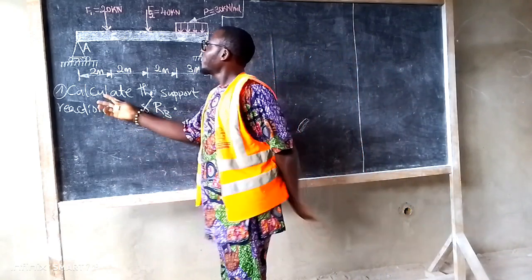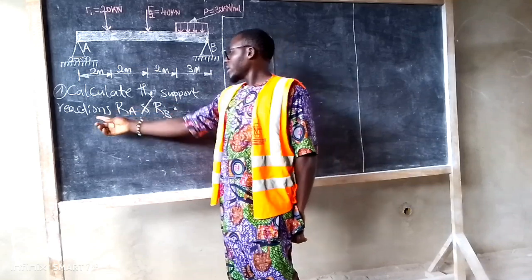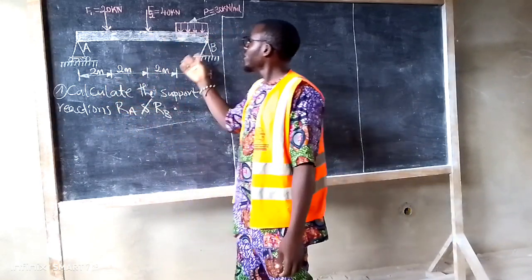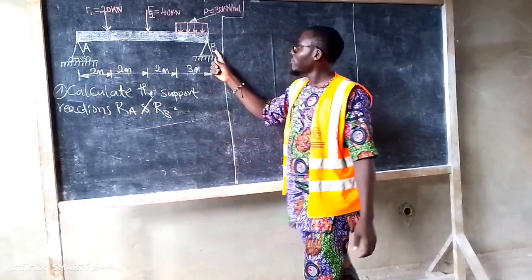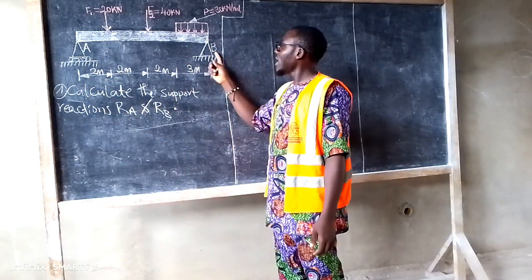So guys, here we have the bar, and we need to calculate the support reactions at A and B. Today we are going to solve this. We are going to calculate the reaction support at point A and the reaction support at point B. At point A it is simply supported, and at point B it is articulated.